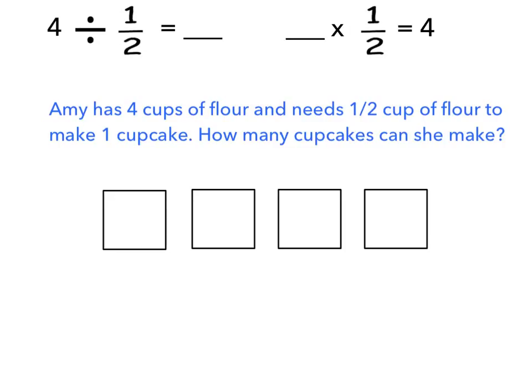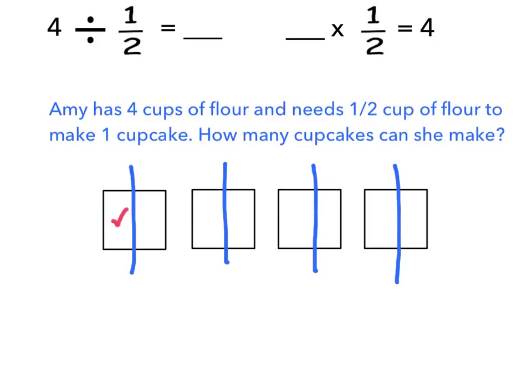So what I've done here below is I've drawn 4 squares, and we're going to imagine that each of the squares represents 1 cup of flour. So in total here, I have her 4 cups of flour. Now, I know that she needs 1/2 cup of flour to make 1 cupcake. So what I'm going to try to do here is think to myself, how many halves are there in 4? I'm going to break apart 1 cup of flour into half-sized pieces. And I'm going to do the same thing for all my cups of flour.